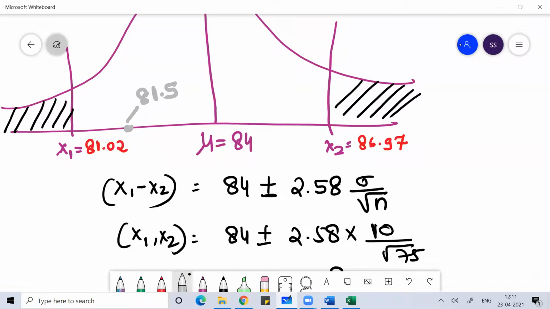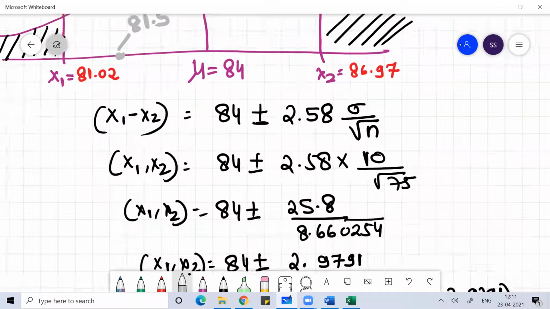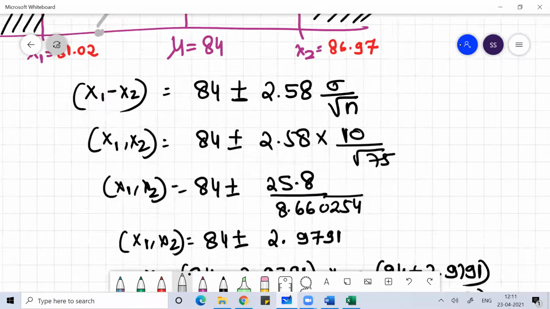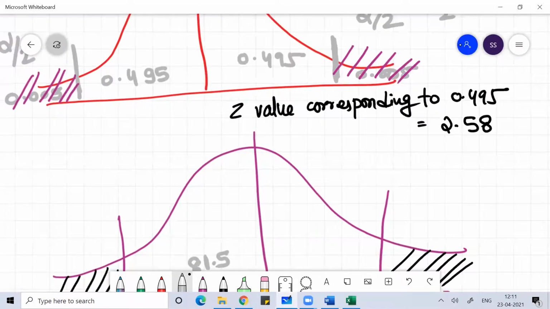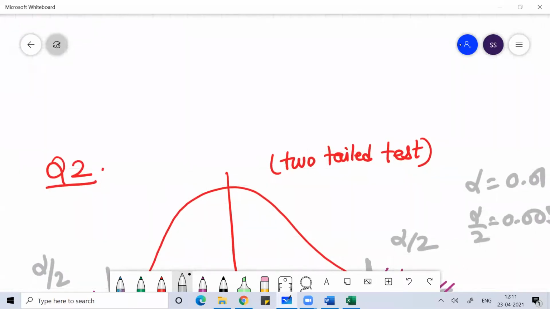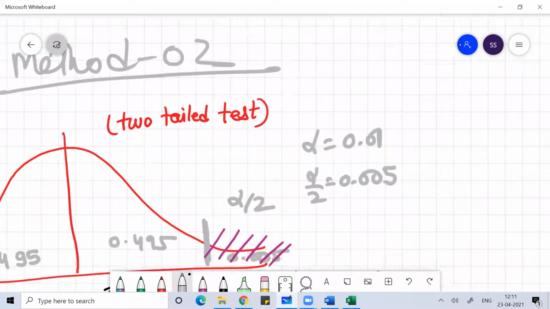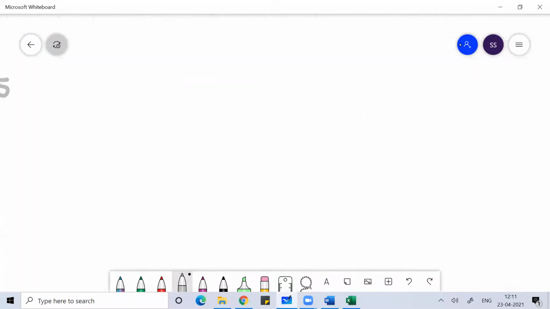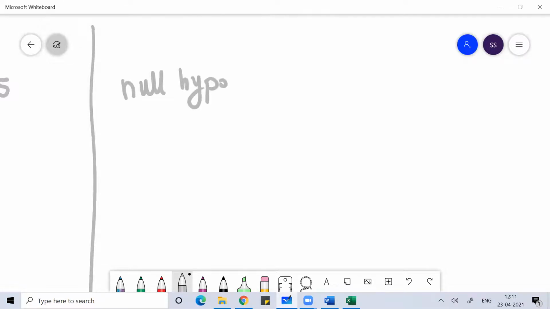So if you're accepting the null hypothesis, what is your null hypothesis? That I'm going to write. This is the other way you can get the same answer. This is method 2. I just did this problem by method 2. I hope you understood this. You can apply either method 2 or method 1 to get the answer for the same problem. Whichever you like, you can use it.